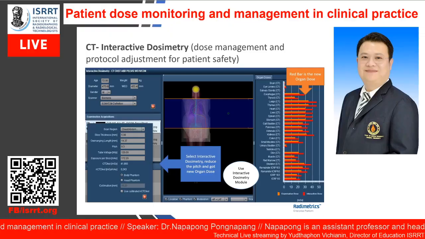And some software has interactive dosimetry for the technologists and radiographers. Also, we can play around, say, if we change the slice thickness, the pitch, the kV and mA, what kind of dose the patient would get in each protocol.